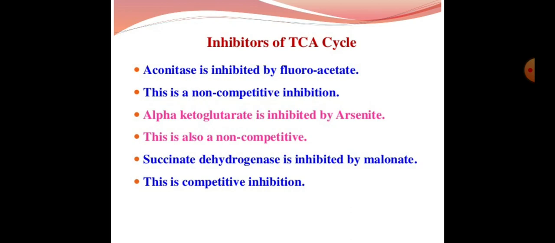Alpha ketoglutarate dehydrogenase is inhibited by arsenate. Arsenate is a toxic metal, so it can inhibit the TCA cycle. Succinate dehydrogenase is inhibited by malonate. This is a competitive inhibition, so it can be overcome. Inshallah, when we get to enzymes, we will talk about competitive and non-competitive inhibition, and reversible or irreversible inhibition of enzymes.